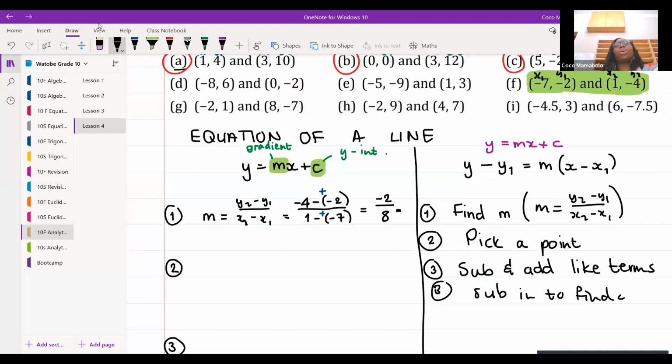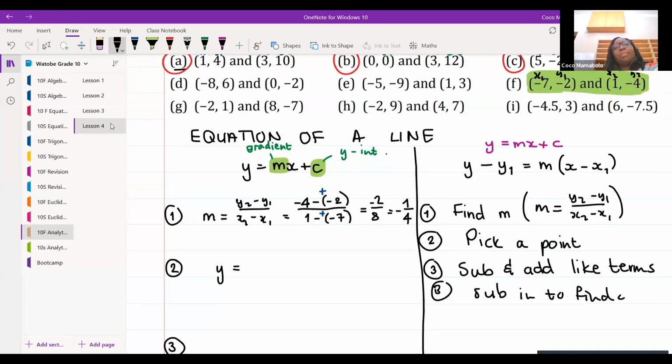All right. So we're going to clean this up. Our gradient is actually -1 over 4. 2 over 8 is equal to -1 over 4, because I can divide the top and the bottom by 2. Okay, good. Thank you so much, Sipiwe. Very well done. Sipiwe, let's do the second step.